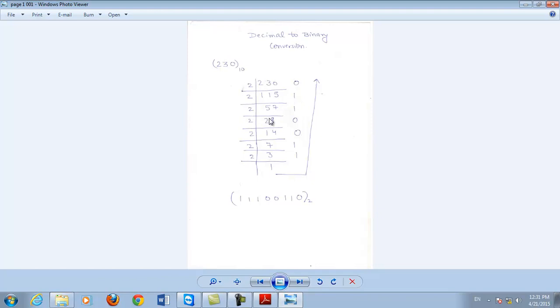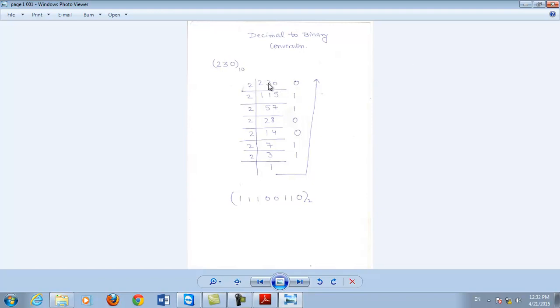Again 2 2s are 4, remainder 1, 2 8s are 16, remainder is 1. 14 2s are 28, remainder is 0. 2 7s are 14, remainder is 0. 2 3s are 6, remainder is 1, and 2 1s are 2, remainder is 1. You have to take all the remainder values to form the binary number of the equivalent decimal number.